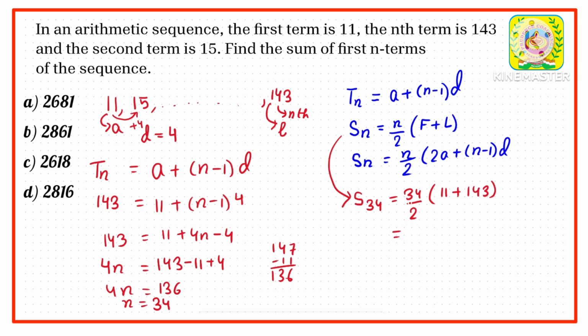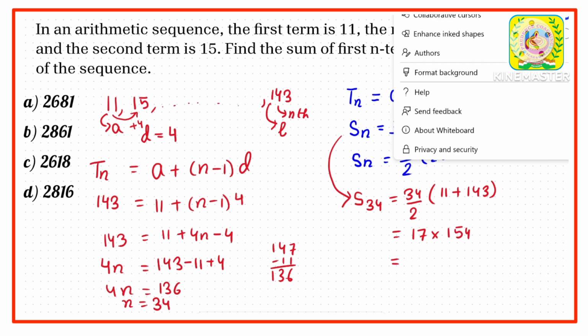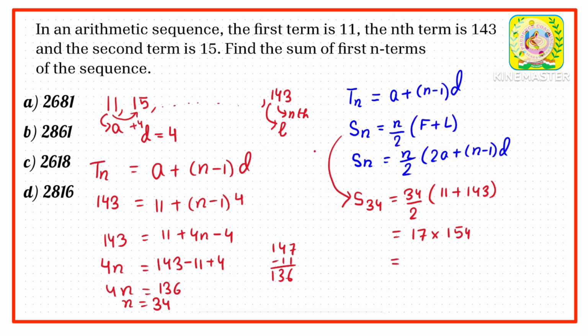So let us calculate 34 by 2. You are getting 17 multiplied by 143 plus 11, which is 154. Now if you just check the unit digit before calculation, you are getting 7 4s are 28. That means the unit digit will be 8. And in option C only we have 8. That means directly we can mark our answer as option C.